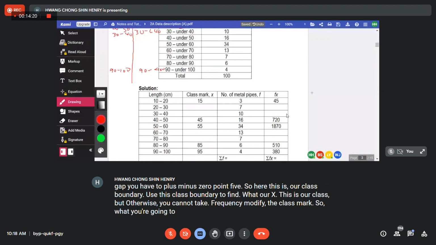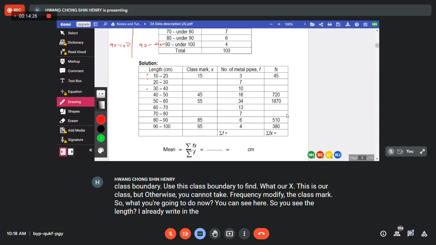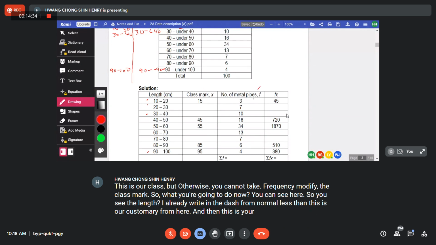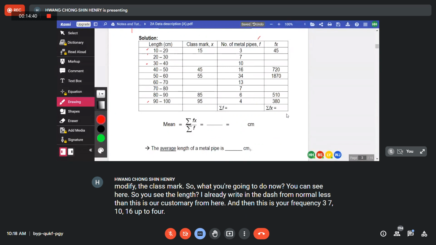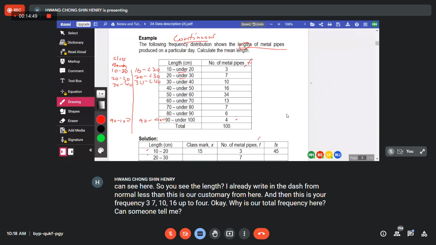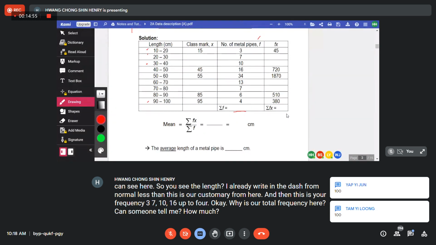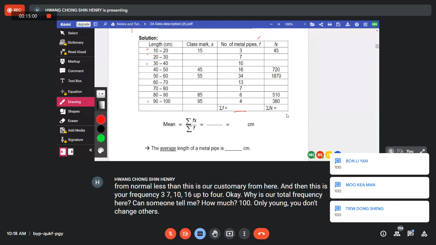So what you're going to do now, you can see here. You see the length, I already wrote in the dash form, no more less than. This is our class boundary from here. And then this is your frequency, 3, 7, 10, 16, up to 4. Okay, what is your total frequency here? Can someone tell me? How much? 100. Wang Liyan, Liu Dongcheng, others? 100, huh?